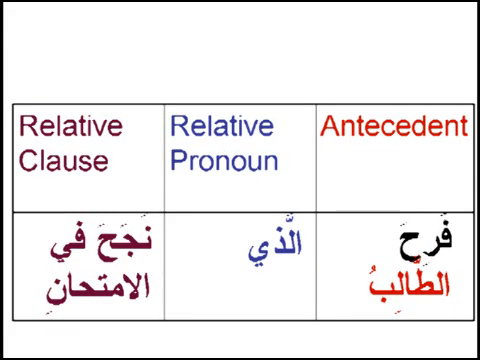فرح الطالب الذي نجح في الامتحان. The same in this example. Notice the words الطالب, الذي, and the subject of the relative clause, which is understood by the way the verb نجح is conjugated, are all referring to a singular masculine. The student who passed the test rejoiced.